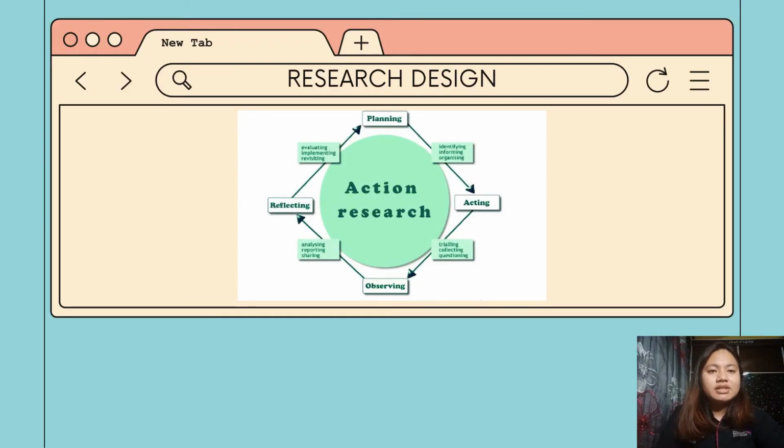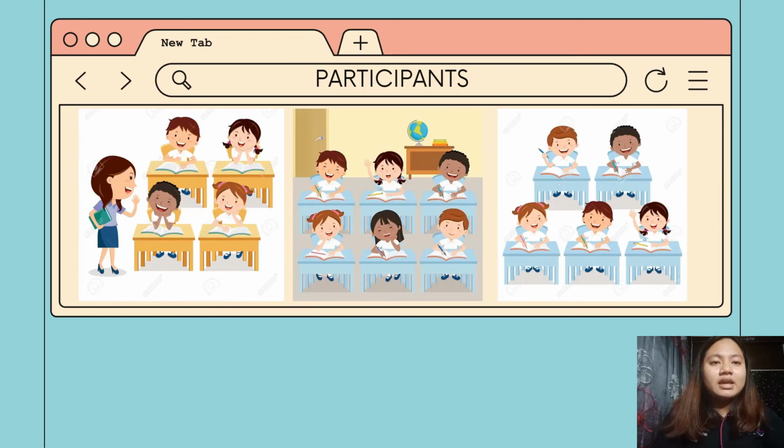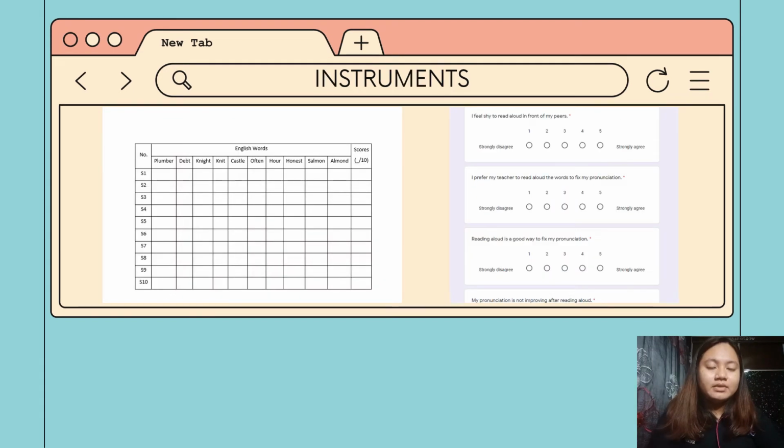The research design for this study is action research. And as for participants, they are a class of Form 4 students which consisted of 10 students. The instruments used in this study are a pre-test and post-test, as well as questionnaires.